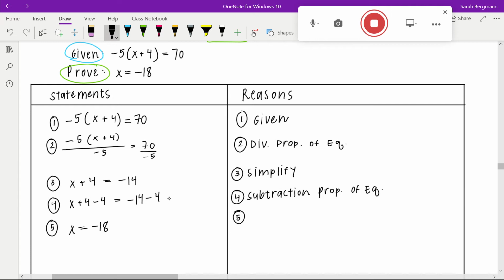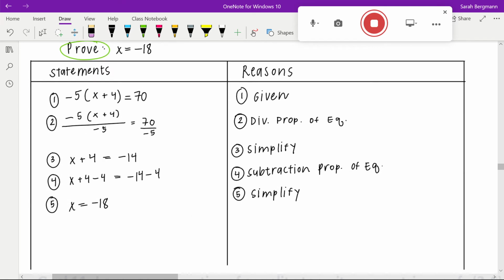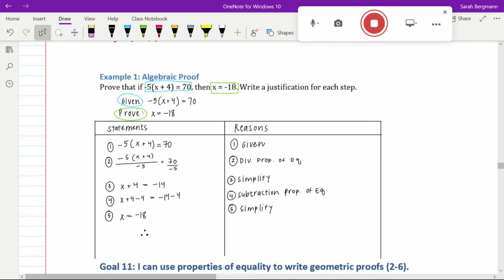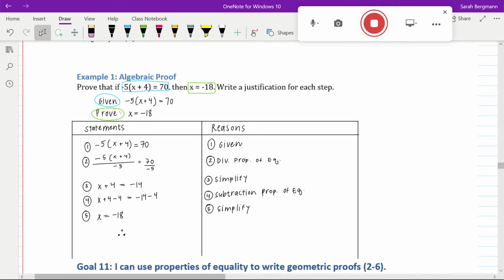Alright, to get from step 4 to step 5, I see that I would just simplify, so I know that my final reason is going to be simplify. Once you get to the end of the proof, you should be ending with the conclusion statement, and you can do 3 dots. That shows that you're finished with the proof, and there are multiple ways that we can end a proof, but this is one that I like.